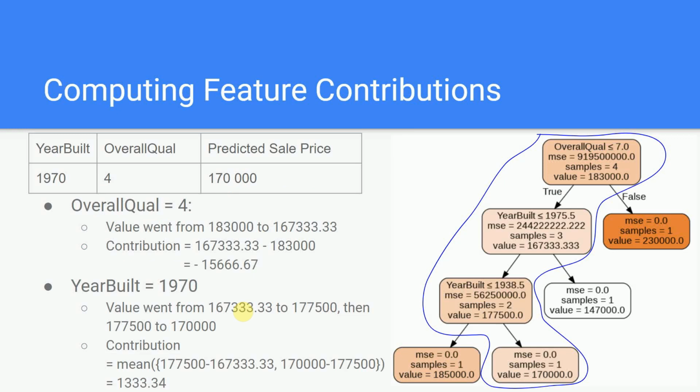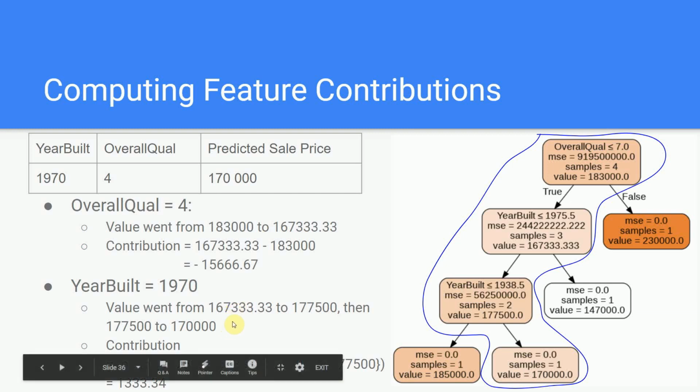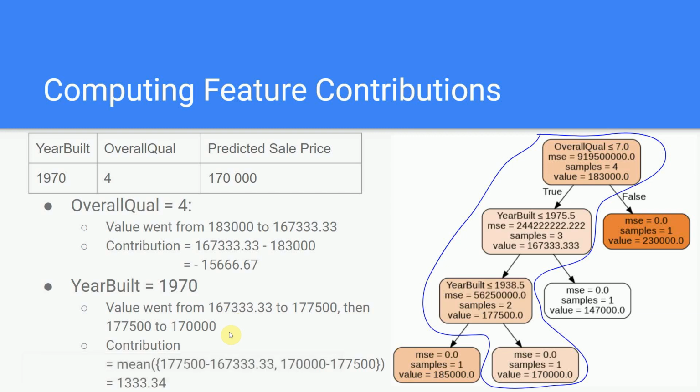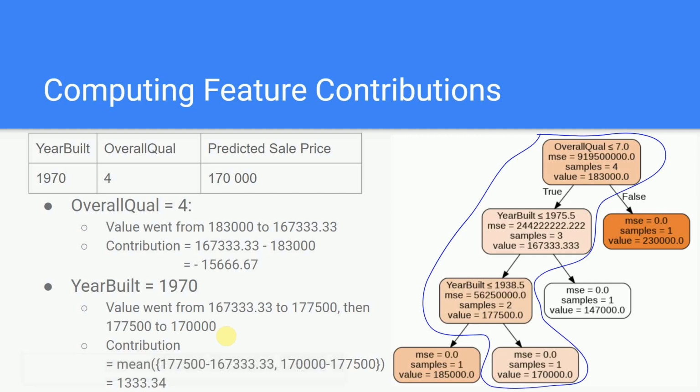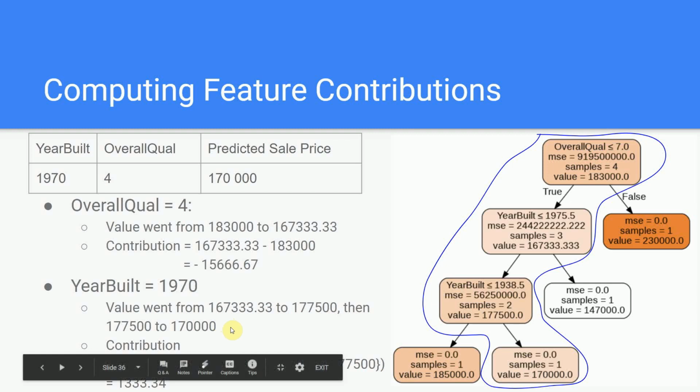Cool. So this is a quick example of computing feature contributions. Essentially, you can look at this first branch here based on overall quality. You can see that the average prediction, which is 183,000, went down to 167,000. If you think about it, because this example had an overall quality that's less than 7, the prediction actually decreased. We can do the same thing for year built. Since the year built is less than 1975, it goes down to this branch, for example. You can think of that as, since the year was less than this value, our example had some prediction that's less than this mean.